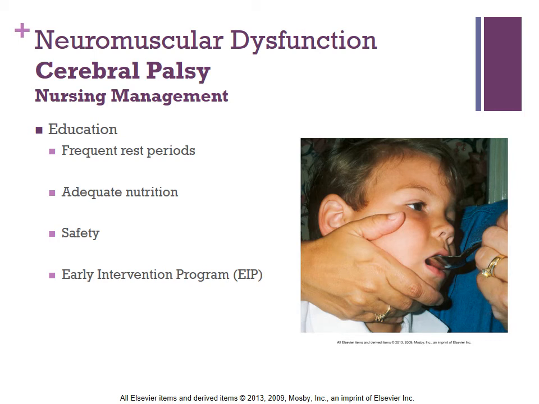Safety, they may need to wear protective helmets in the event that they fall. Make sure the parents know that they may need to make changes in the home to keep them safe if they do fall. Have them ride in the car facing backwards as long as possible, since they will have that poor head, neck, and trunk control for a much longer period of time than you would see in a normal infant without CP. So they really need to make sure they're facing backwards and having that protection in the car.